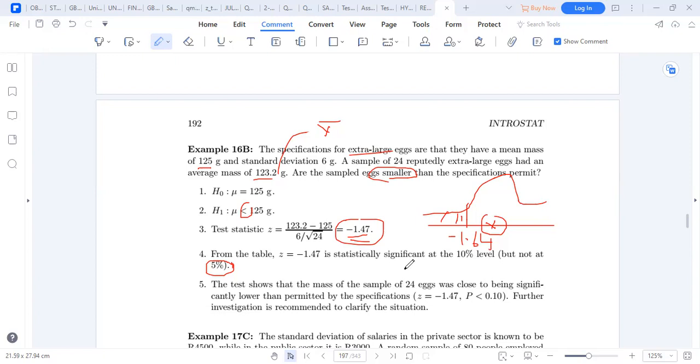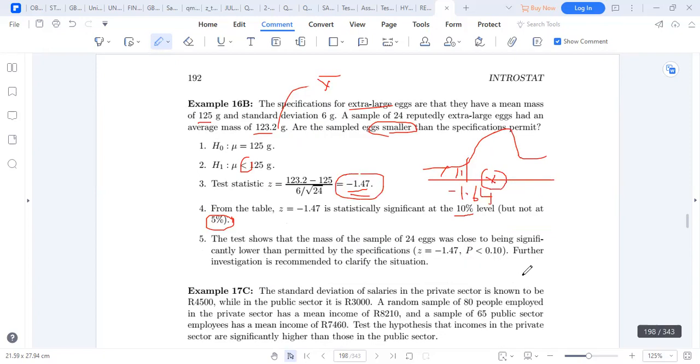But if we're using 10%, 10% is the same as what? 90%, which is 1.28. So we have negative 1.28 there. Then the figure we found is negative 1.47, which is in the rejection region. So at 10%, we can say yes, they are statistically different. So you need to know which level of significance you're using.